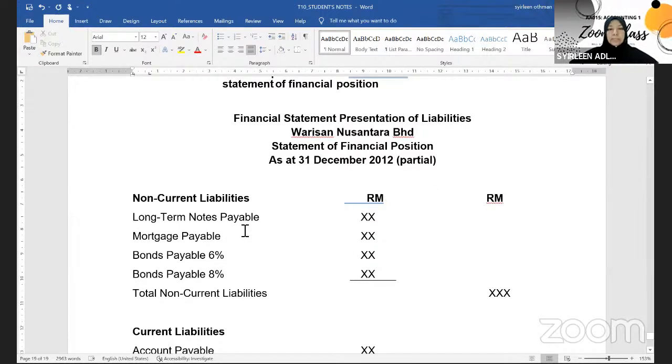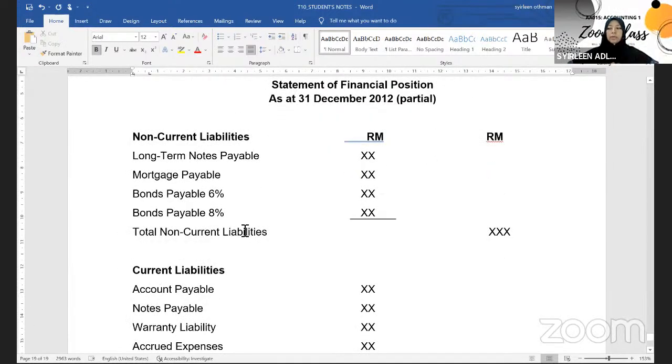Okay, this will be stated after the owner's equity part. Okay, so below owner's equity, you will list down all your non-current liabilities. Okay, and you see here, I separated the bonds into two because both bonds have different face value. Okay, so we'll consider one bond is for one particular ledger. Okay, so you have the balance for bonds payable 6% and also for bond payable 8%.